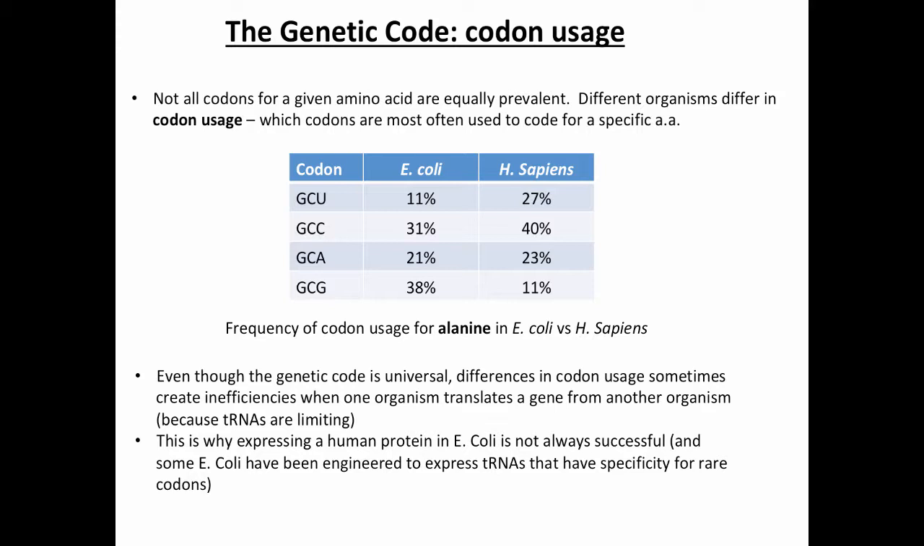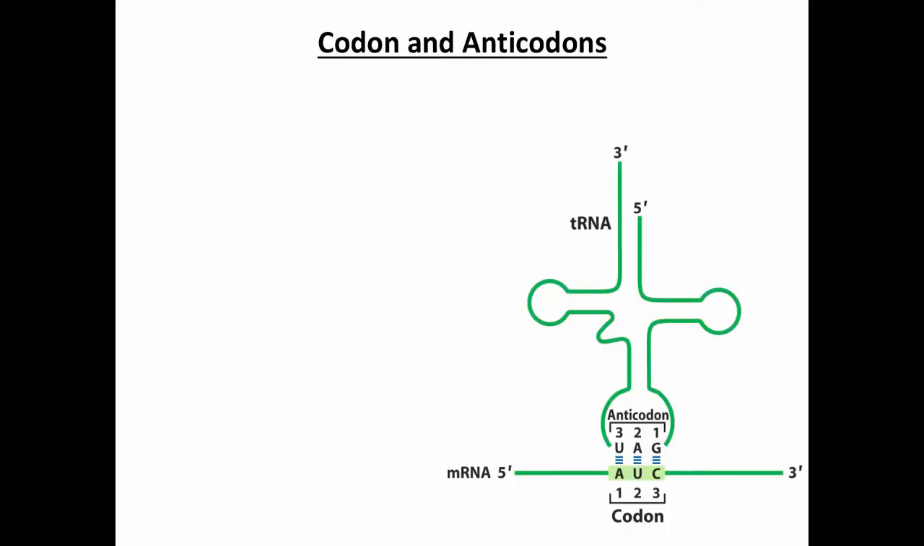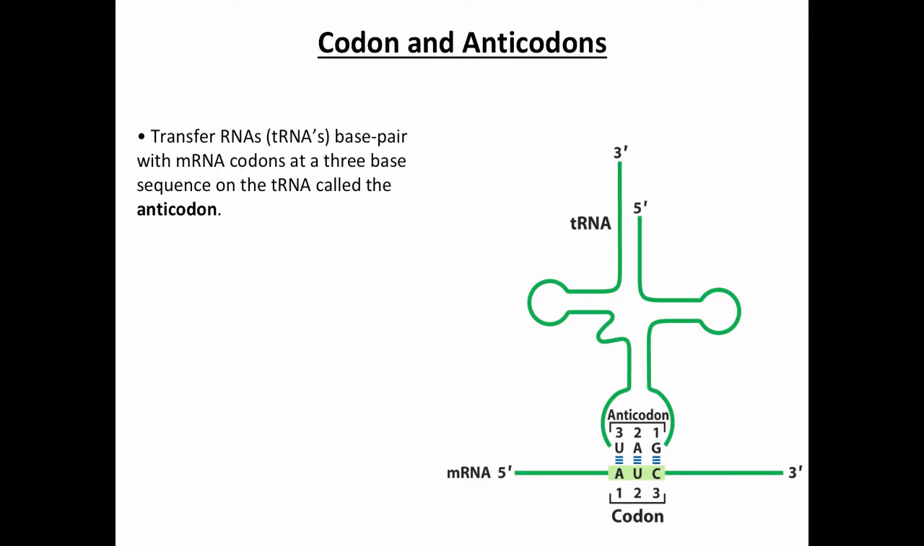And actually, some E. coli have been engineered to express a different set of tRNAs that have specificity for what we call rare codons, so codons that are more common in humans. So those are for you guys that are involved in protein expression in E. coli. Okay, so let's talk about codons and anticodons and tRNA structure and function.